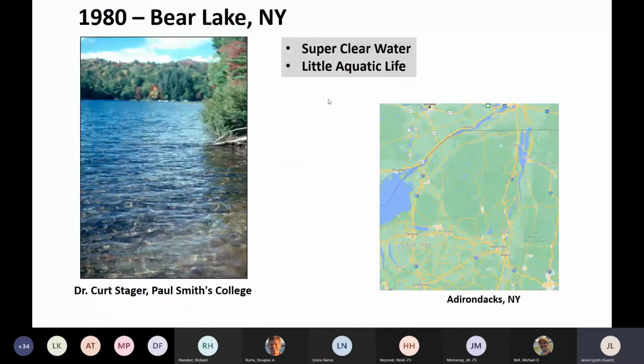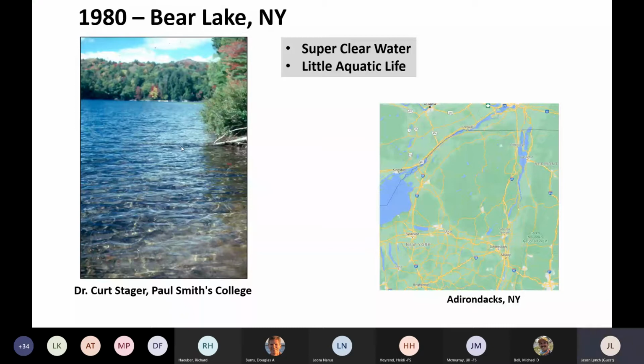So what was actually happening to these lakes and streams? Well, here's an early picture of Bear Lake in New York in the Adirondacks. And what you see here is this very crystal clear lake back in the 1980s. And so what was happening, these systems were acidifying, and as a consequence of the acidification, we were losing the aquatic system and the water was becoming clear.